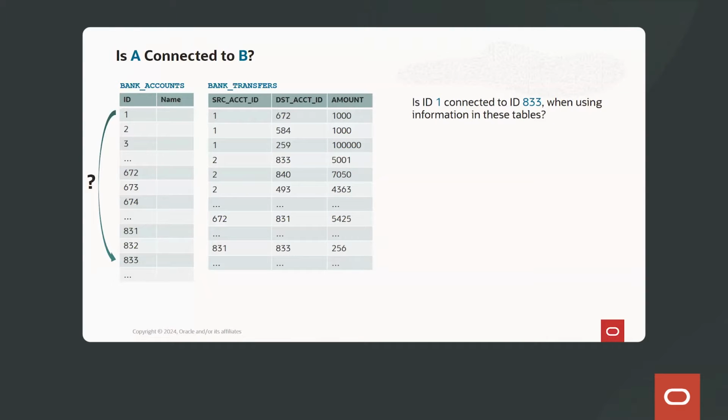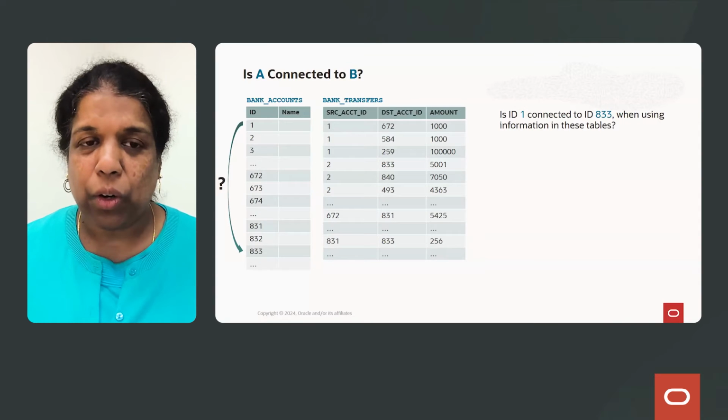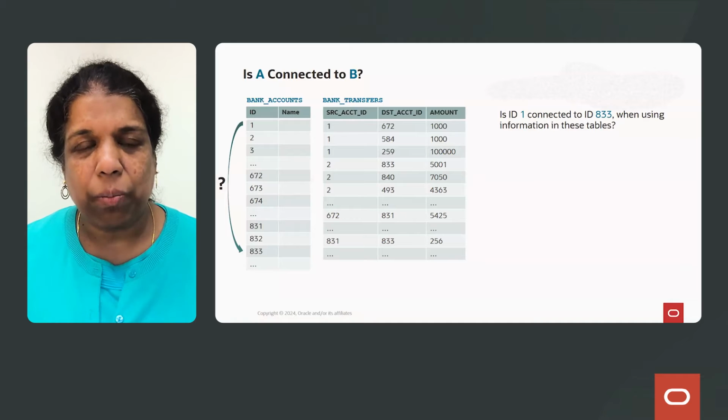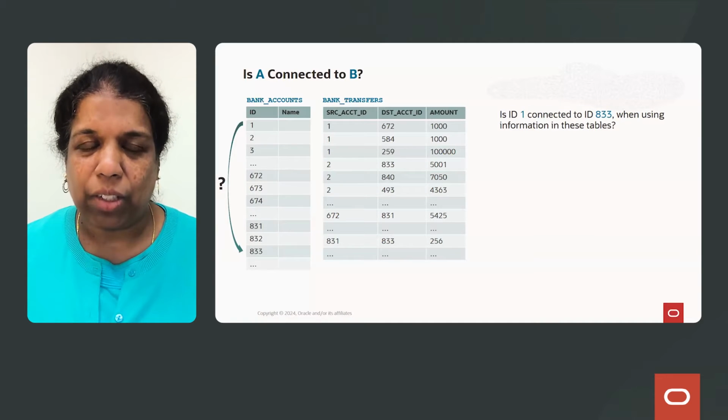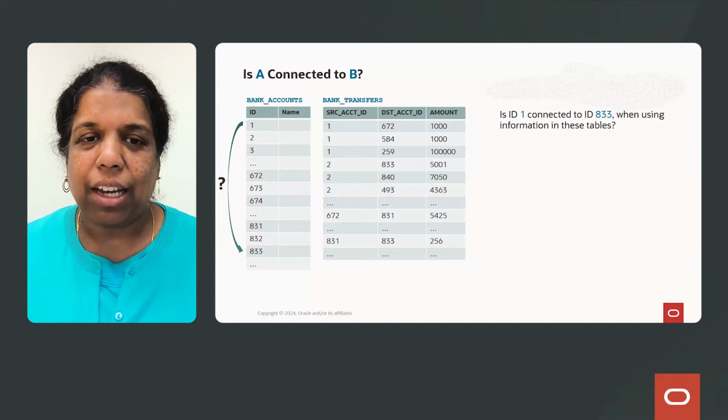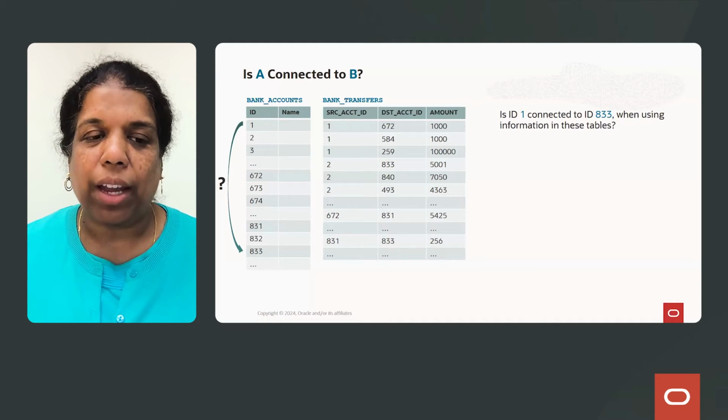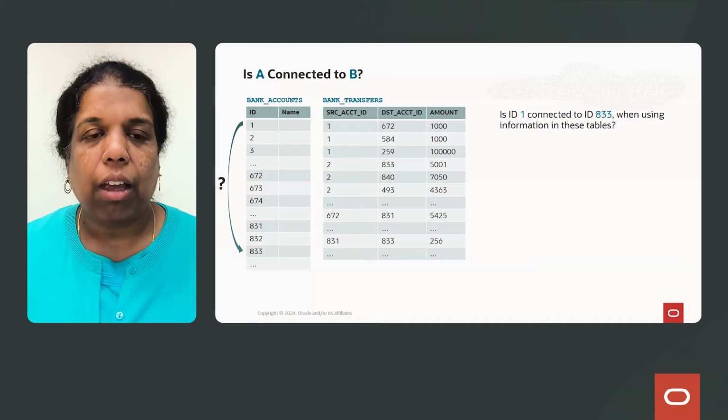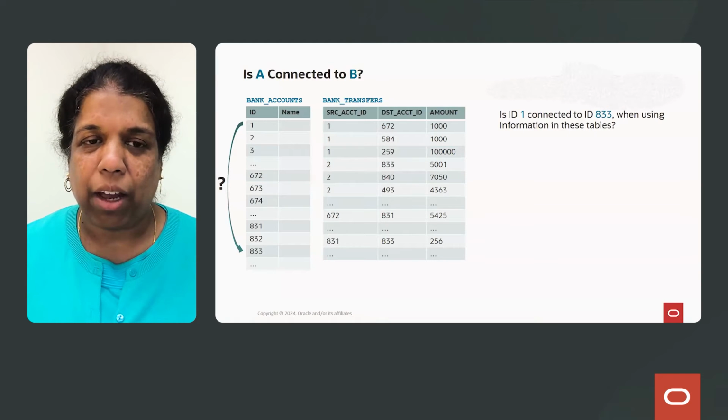I have the bank accounts table, which has information about bank accounts, each row representing an account. And I have the bank transfers table, which has information on which bank account transferred money to which bank account. So in the first row, where it says account 1 transferred money to account 672, that's information that's in the bank transfers table. And I want to look at information or data like that to figure out whether 1 is connected to 833. That's bank account 1 being connected to bank account 833.